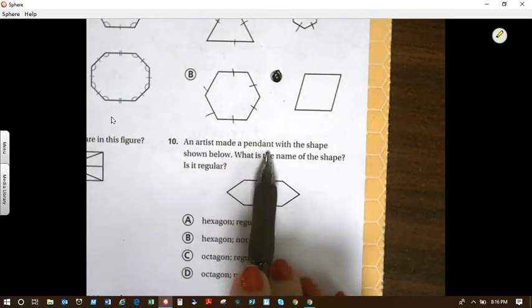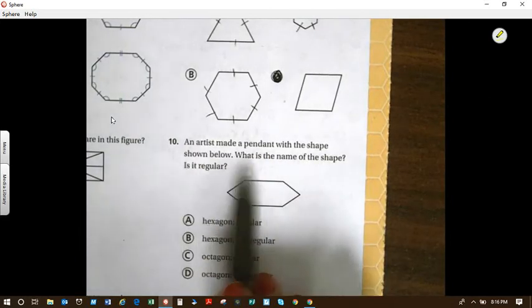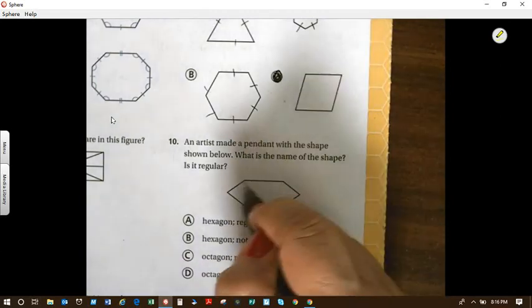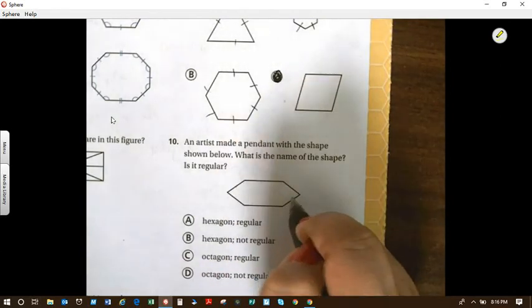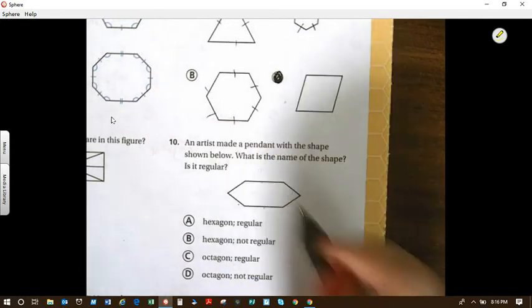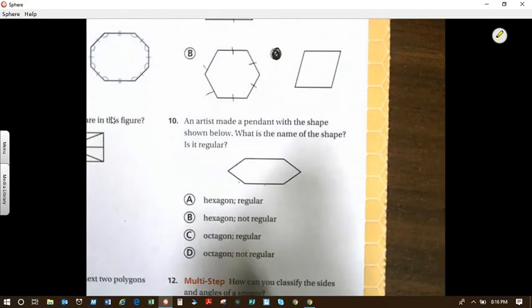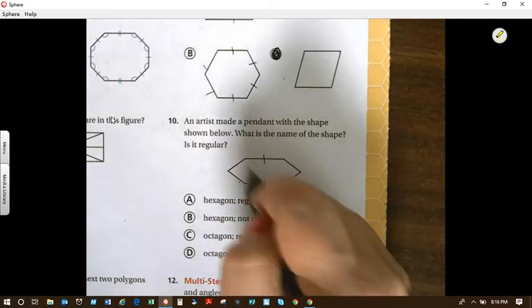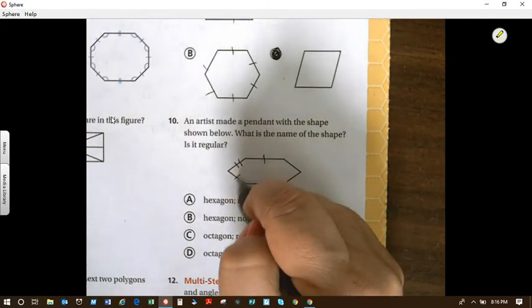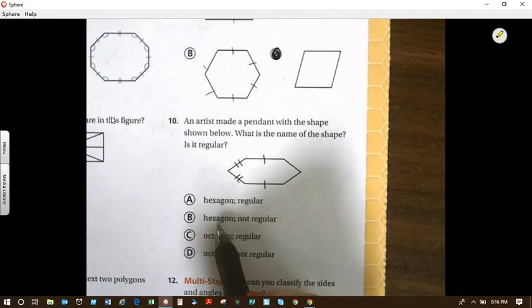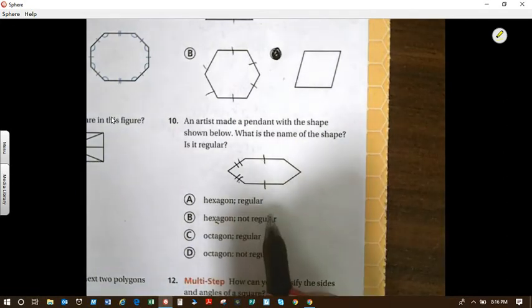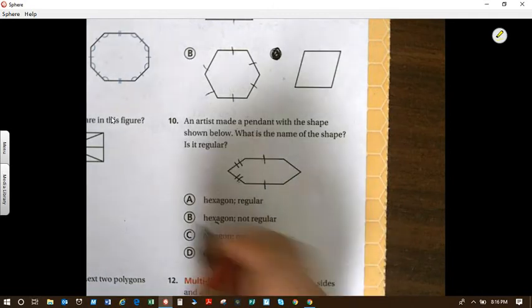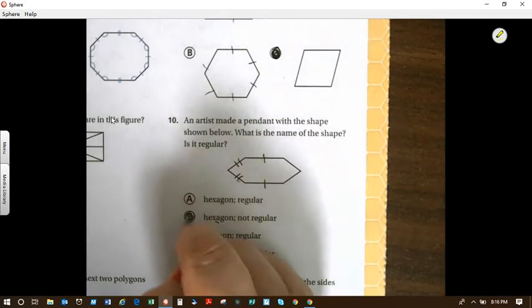Okay, let's move on to number 10. An artist made a pendant with the shape shown below. What is the name of the shape, and is it regular? Okay, so I have 1, 2, 3, 4, 5, 6 sides. So a 6-sided figure is called a hexagon. And this is the same size as this. This here is the same size, so it's called a hexagon. That is not regular because I have different sizes or lengths of my sides.